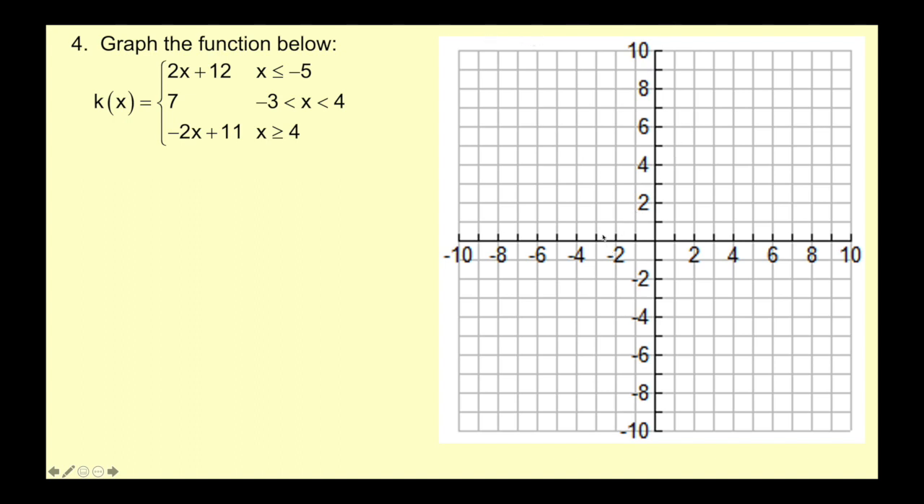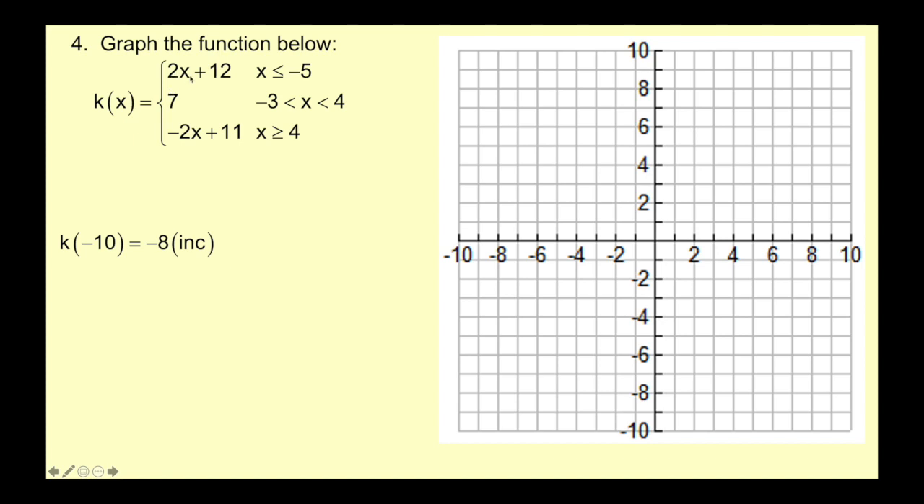Then I would start from negative 3 up to 4, make 2 real light lines, and between that I would be writing out 7. And then from positive 4 up until positive 10, I'd be writing in negative 2x plus 11. So my first region, I'm starting at negative 10 and plugging it in.